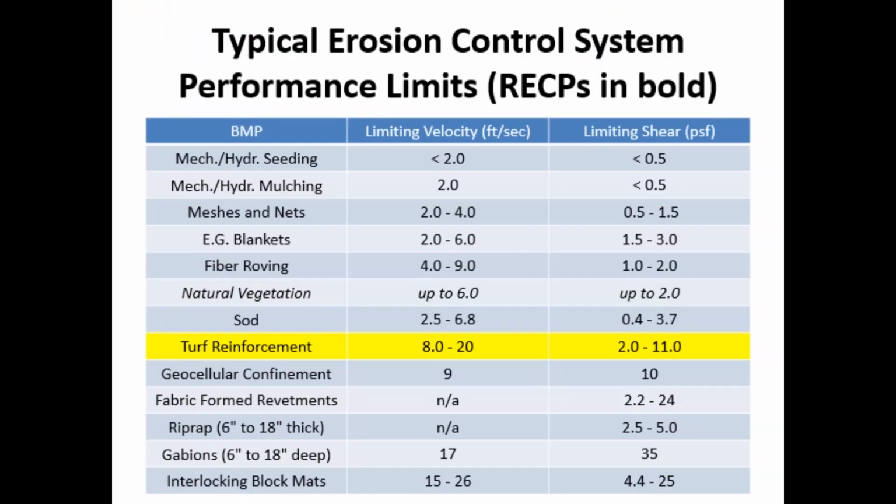This table shows why TRMs, and especially HP-TRMs, have become so widely used for erosion-resistant channel linings. Reinforced turf can provide erosion protection under hydraulic shear stresses as high as 11 pounds per square foot. This far surpasses vegetated channel linings, whether they are produced by conventional seeding and mulching techniques or enhanced with natural fiber rolled erosion control products. In fact, reinforced turf provides much more protection than even typical rock riprap.